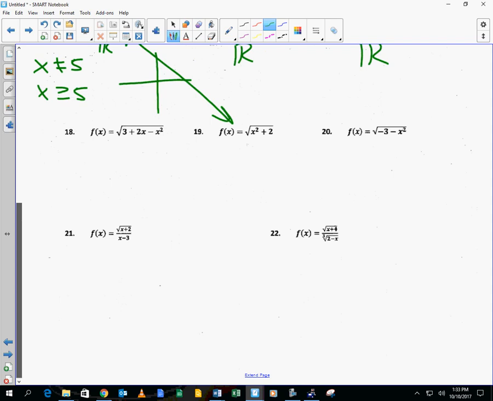18. Uh-oh. Can't take the square root of a negative. So we have to say that 3 plus 2x minus x squared is greater than or equal to 0. I'm going to multiply through by -1, so x squared minus 2x minus 3 is less than or equal to 0. We just had a test on this, didn't we? Solving nonlinear inequalities.